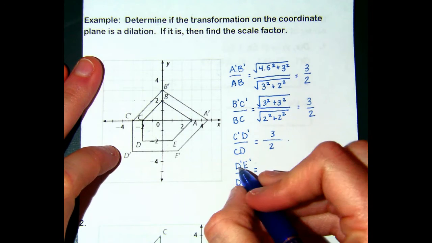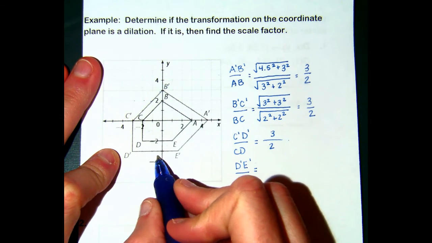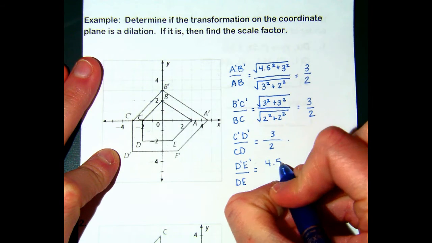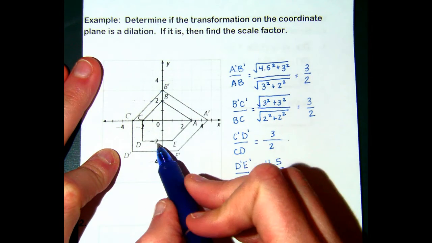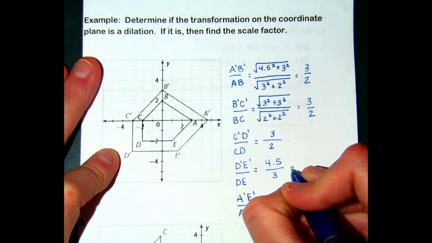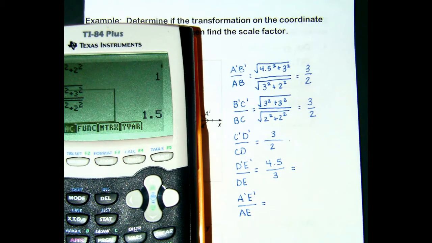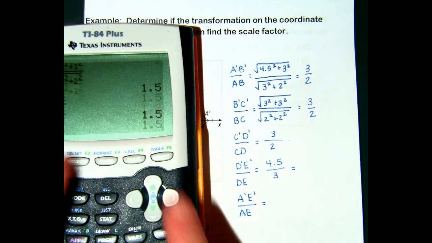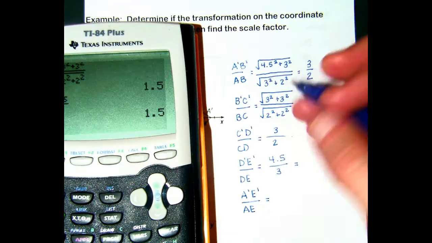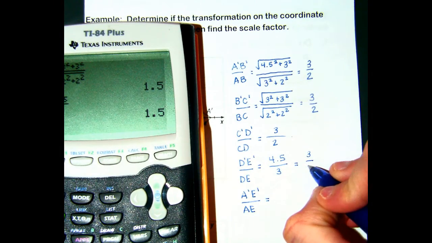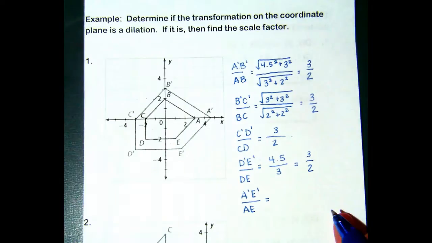Okay, now let's look at D prime, E prime. I've got 1, 2, 3, 4, and a little half there, so 4.5 over 1, 2, 3. We do need to reduce that just to check. If you set it up as a fraction to begin with, it will always give you a fraction out. If you have a decimal in there, it always gives you a decimal. 3 over 2. So we're good there.